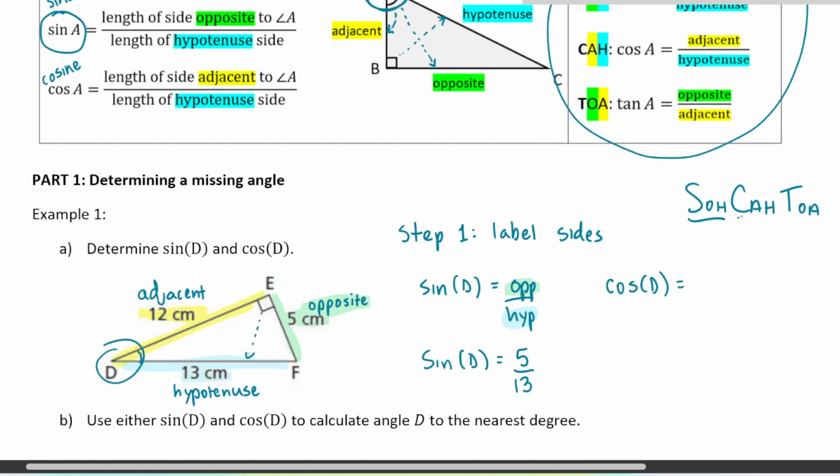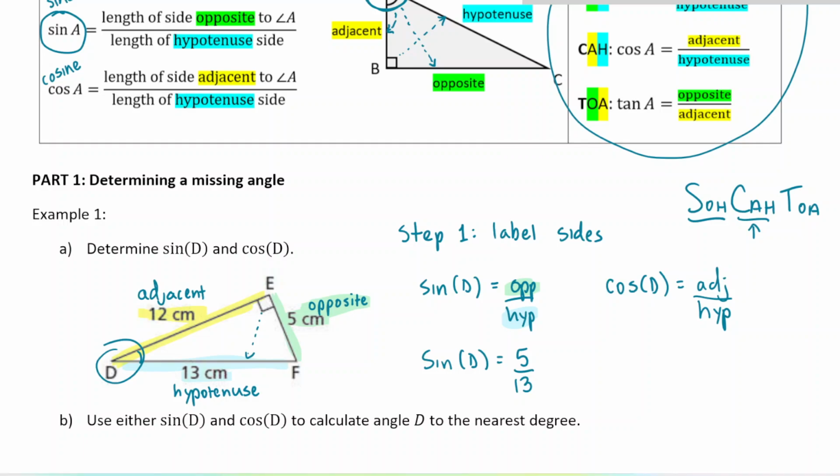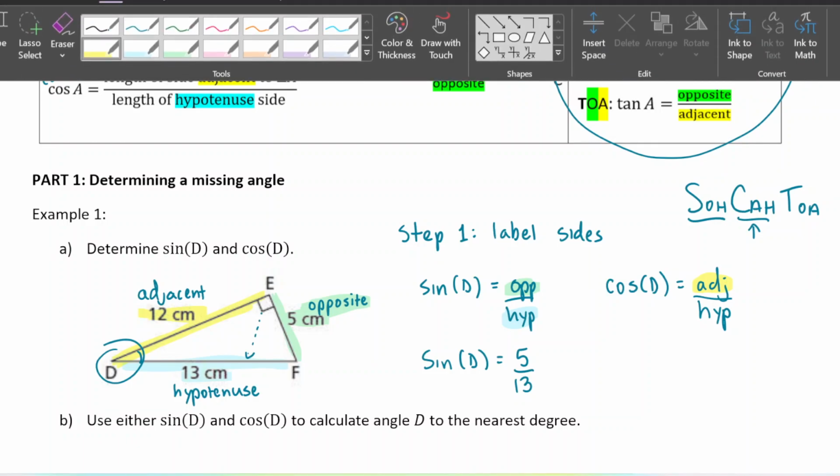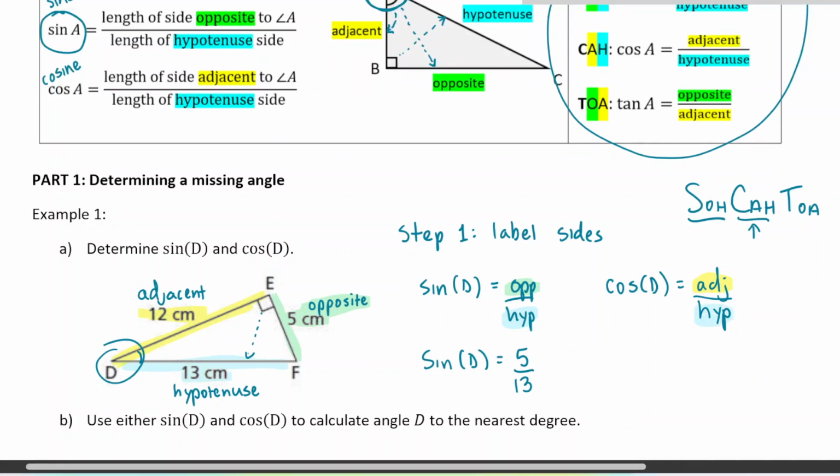So cosine of D, if we look at the SOHCAHTOA formula, it's A over H. So adjacent, I'll do ADJ for short, over hypotenuse, I'll do HYP for short. So the adjacent side was the yellow side, right next to the angle, and the hypotenuse was the blue side. So if it simply asks for the ratio, sine of D or cos of D, you're just giving this fraction. You're not determining any sides or using your calculator just yet. So it'd be 12 over 13. Okay, so those are the two answers here.